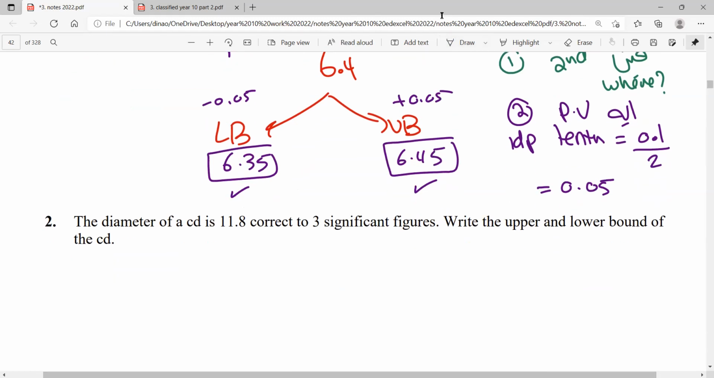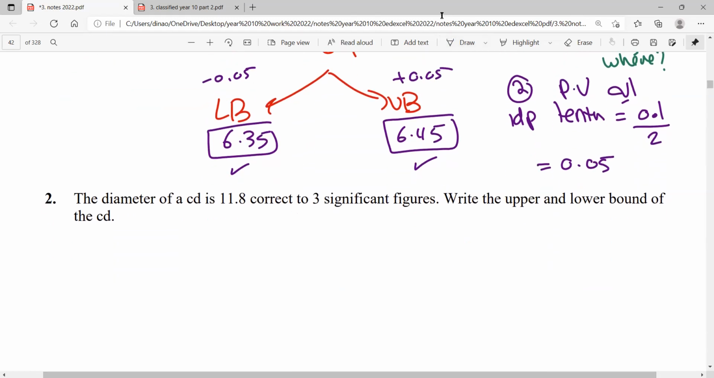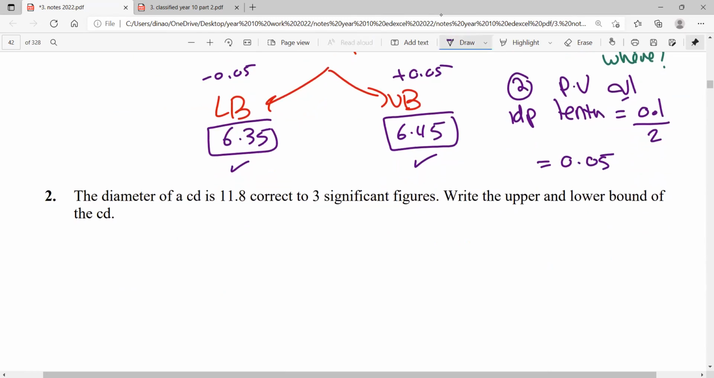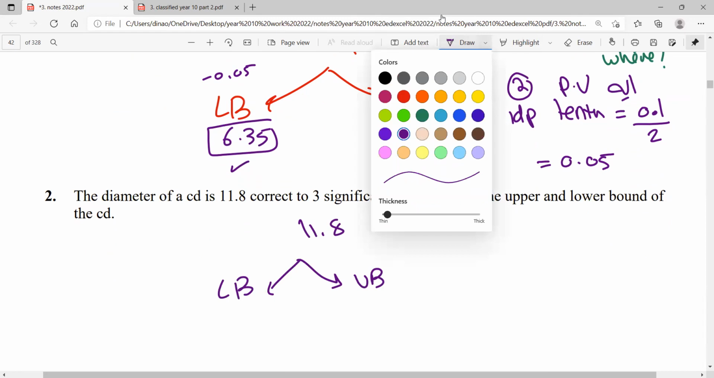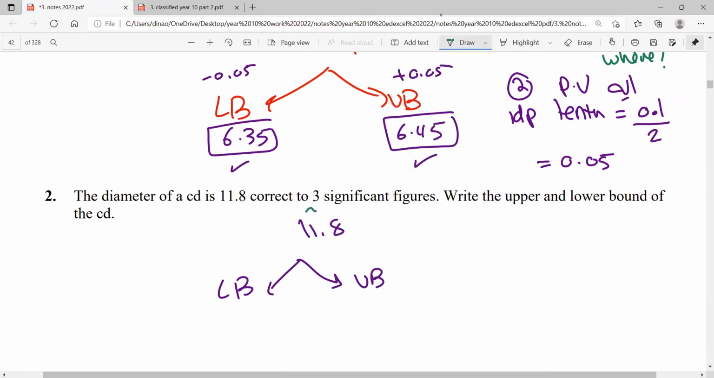Another example. The diameter of the CD is 11.8, corrected to 3 significant figures. Write the upper bound and the lower bound. And as we said, these are the basic questions and they come quite often in exams. Now, what are the steps again? The steps are look for the third significant figure. Where is the third significant figure in this question? The third significant figure in this question is the 8.